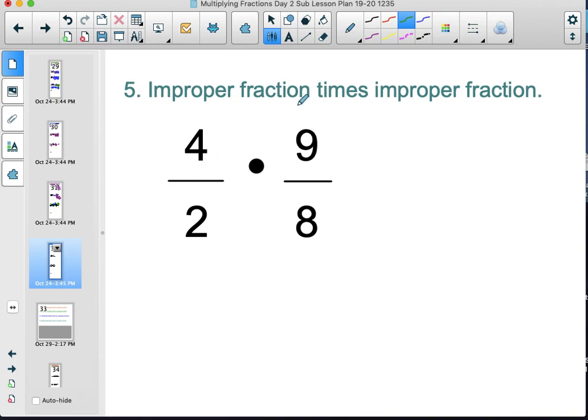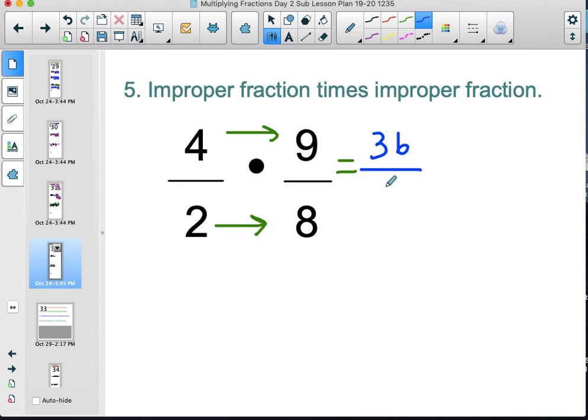All right, improper fraction times improper fraction. All that means is that the number in the numerator is larger than the number in the denominator. But guess what? The process is still the same. We still multiply straight across. Now, if you want to do some simplifying first, it helps. I'll show you how to do it without, and then I'll show you with the simplifying.